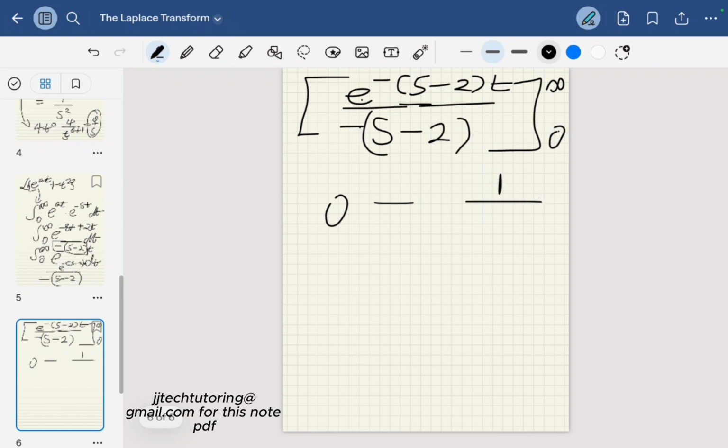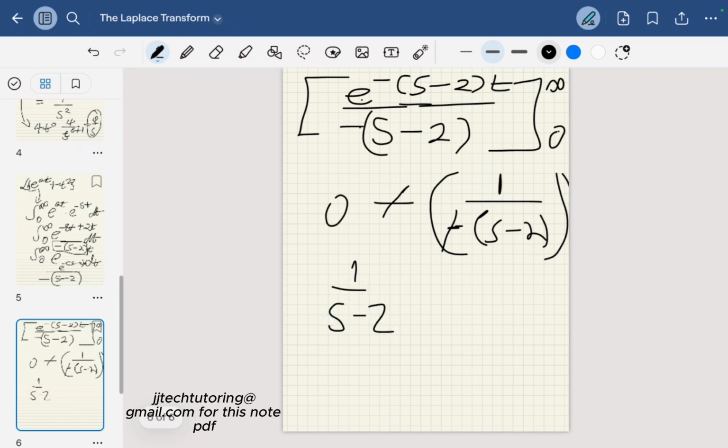Then from there, negative s minus 2, right? So we're saying this minus this, so this and this cancel, so it will be 1 over s minus 2. Hey, I should have known it most. But you see, when you know how to do it, you don't need to know the table, because you can just go and do it.